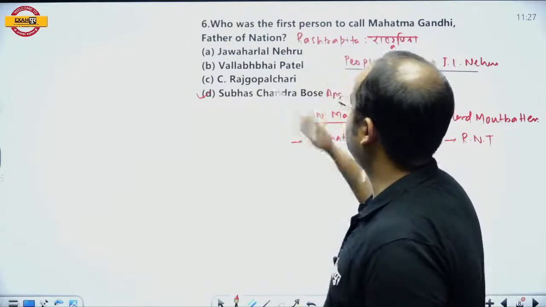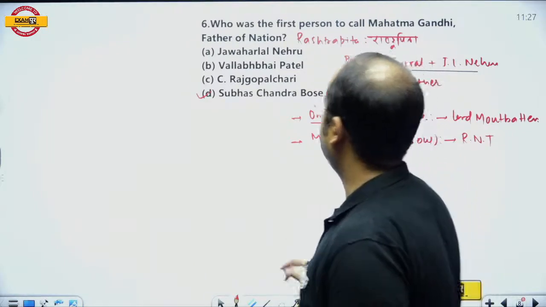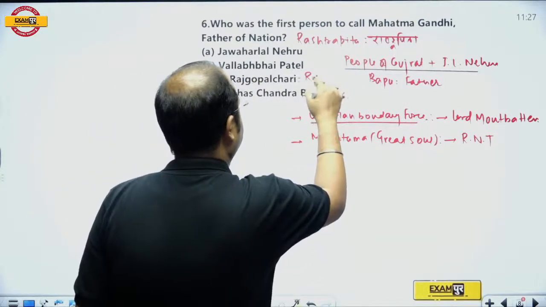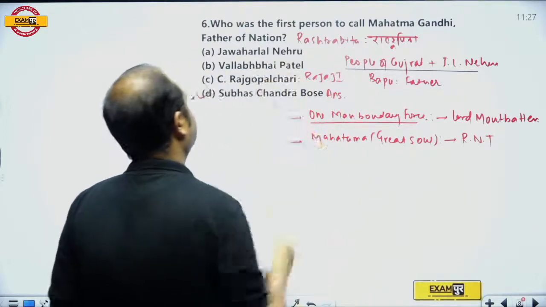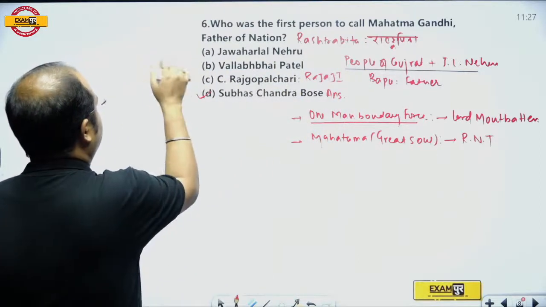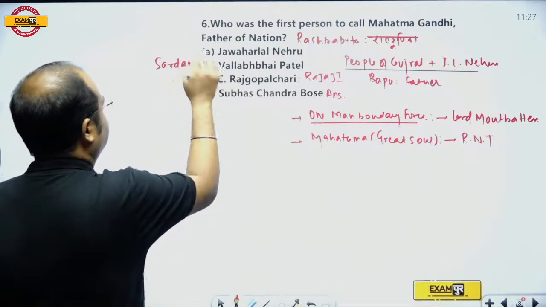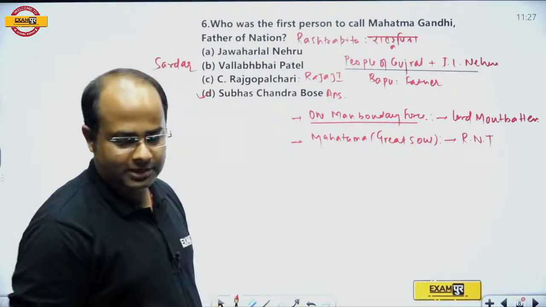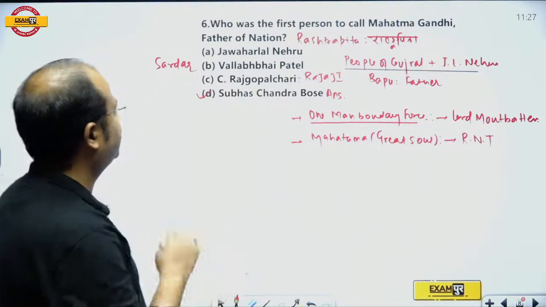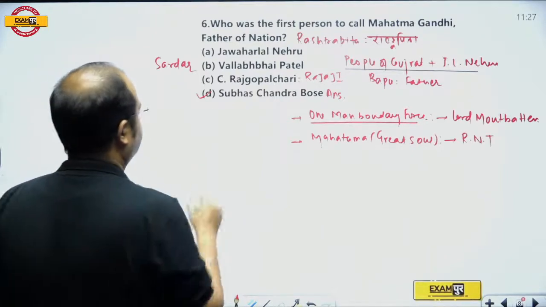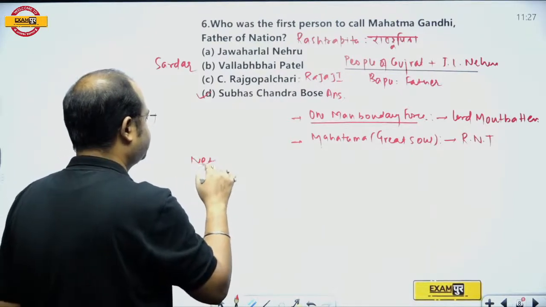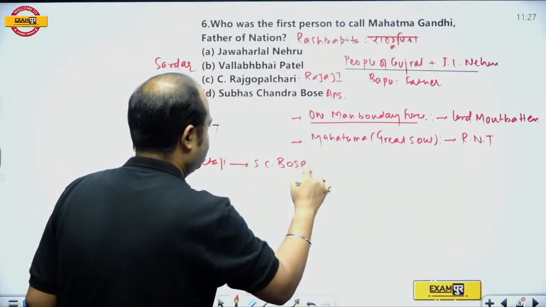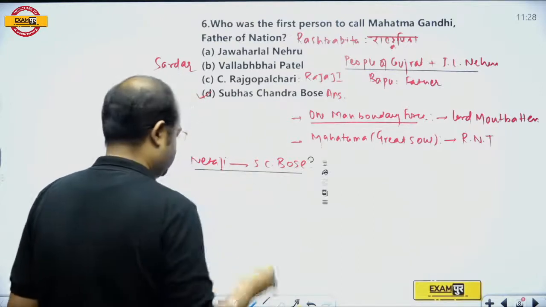Father of nation, that was called by Subhash Chandra Bose. And Chakravarti Rajgopalachari, he was also known as Rajaji. Vallabhbhai Patel, he was called Sardar Patel. So, correct answer will be, guys, option D, that is Subhash Chandra Bose called him the father of the nation. Yes, Netaji, the title of Netaji to Subhash Chandra Bose was given by Hitler.